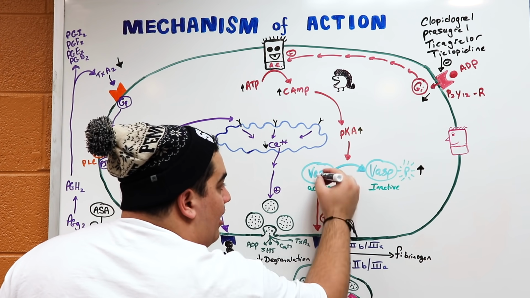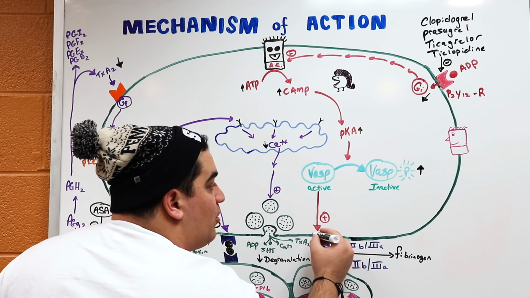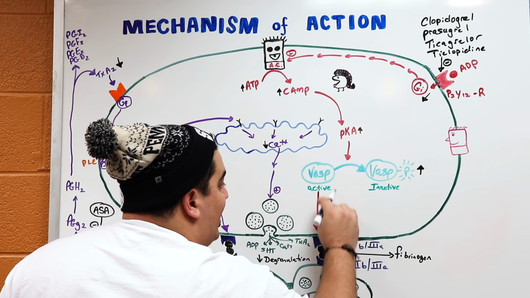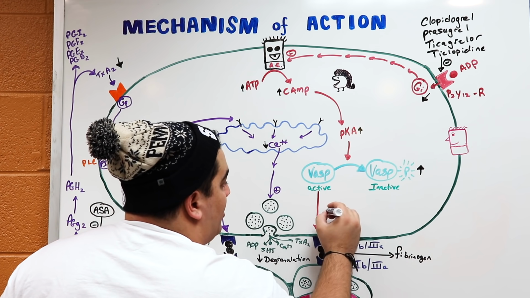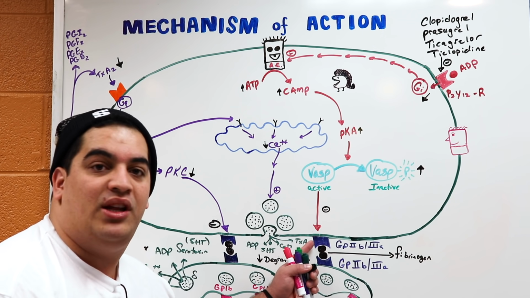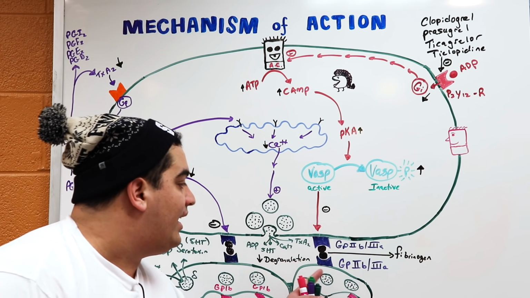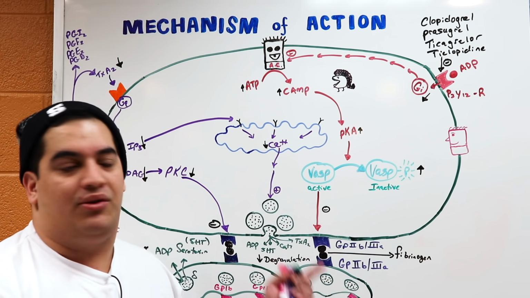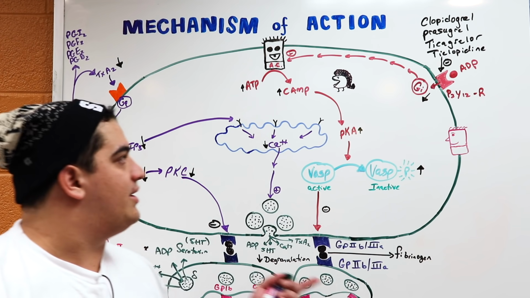So now this is not going to be able to stimulate this anymore. What does that mean? There's no stimulation. If there's no stimulation, then it's going to start to become inhibited. And what does that mean? That means that the GP IIb/IIIa protein of this platelet can't bind to the GP IIb/IIIa protein of the other platelet. It's a beautiful mechanism, right?